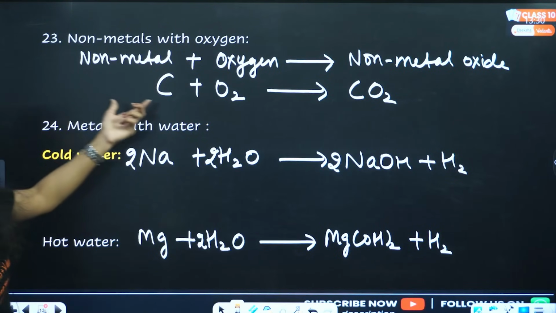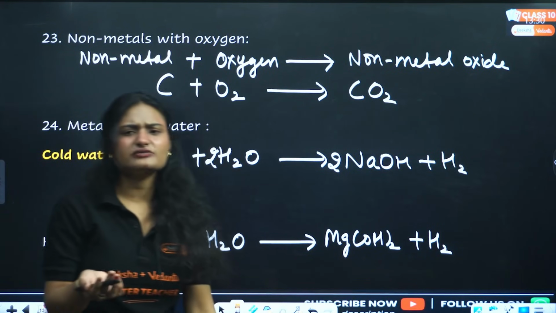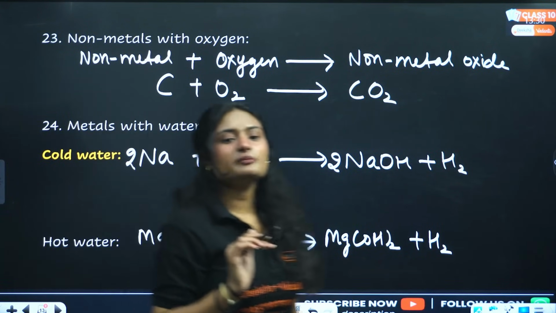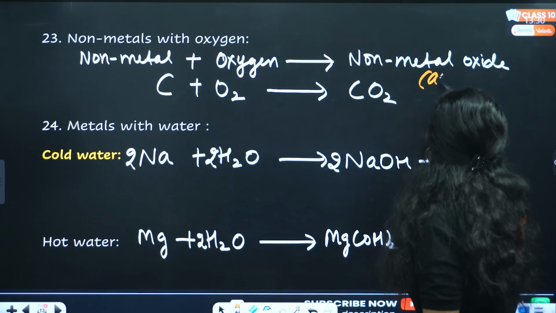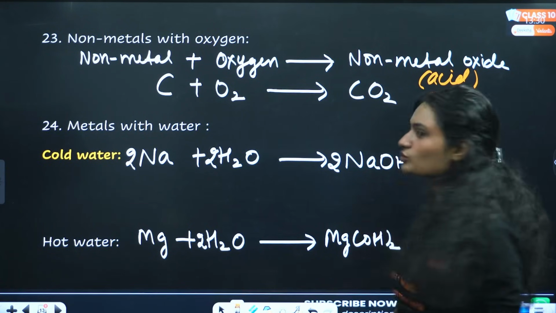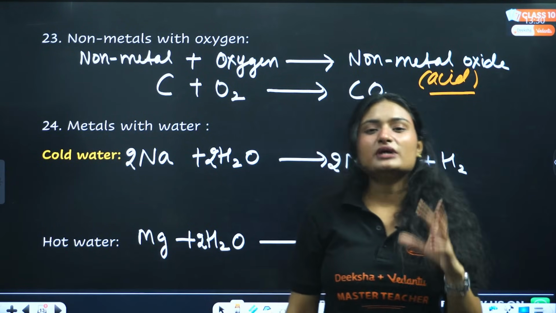Next is non-metals with oxygen. Again, non-metal reacts with oxygen, forming non-metal oxide. Now these non-metal oxides are acidic in nature. Why? Because if you combine them with water, you get an acid.